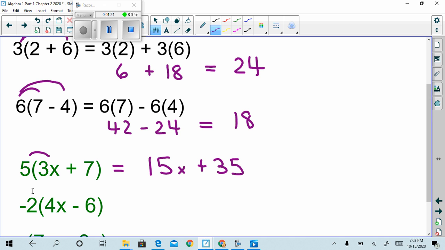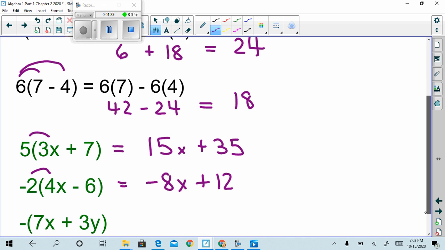Let's see that again. This time I'm multiplying by a negative, so I need to watch my signs. I get a negative 8x. A negative times a negative will give me a positive 12. Again, cannot simplify because an x term and a constant are not like terms.